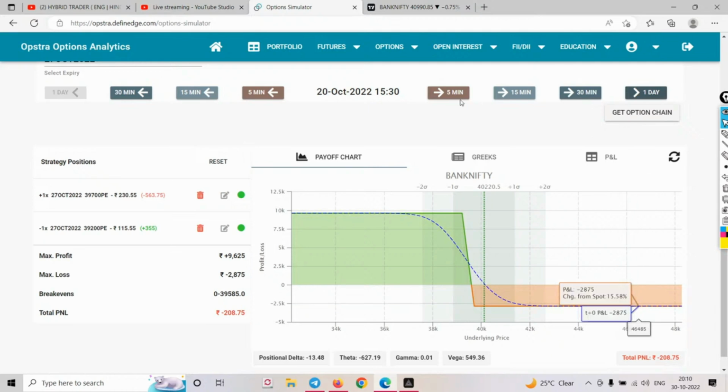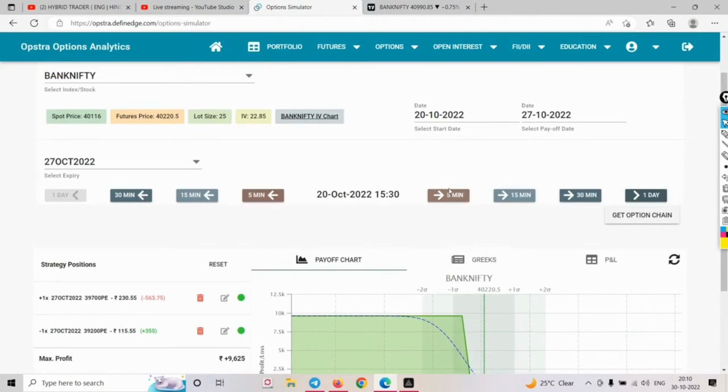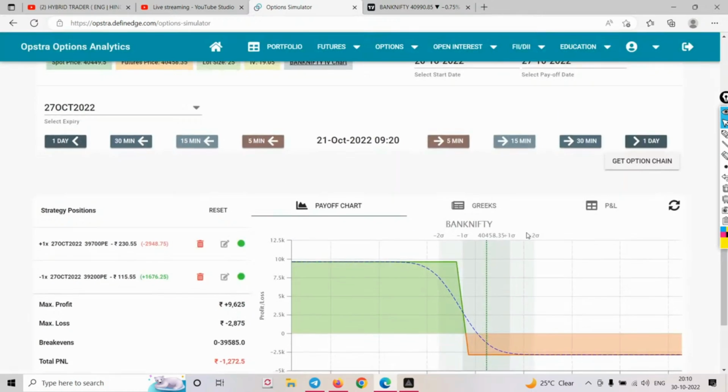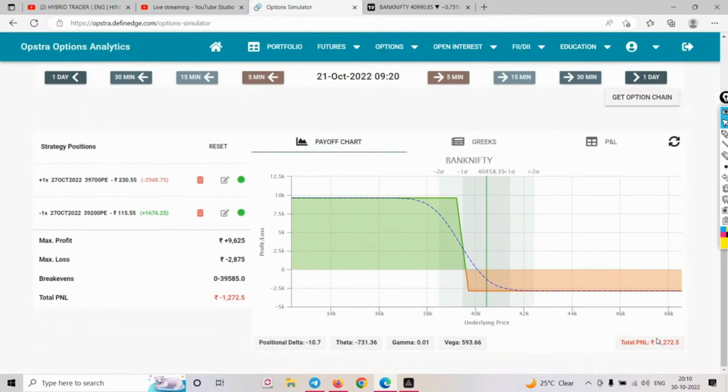All right, now let me take you to the next day. From 28th, I'll take you to the next day 9:20. We all know the market went up. Right away we are at a loss of how much? We are at a loss of 1,275.